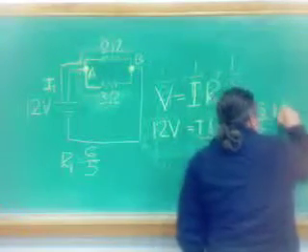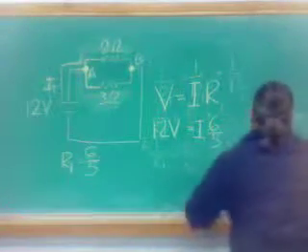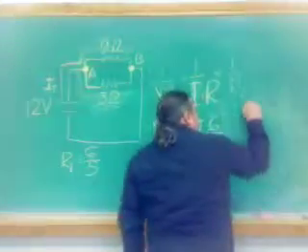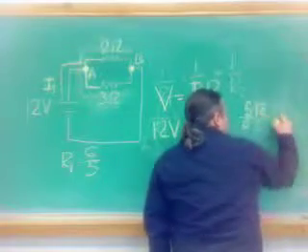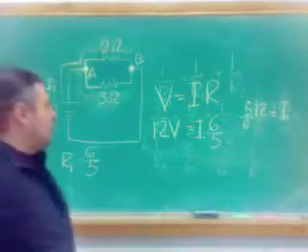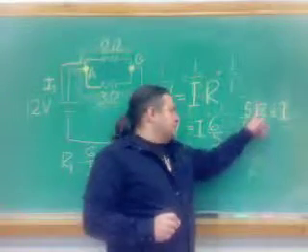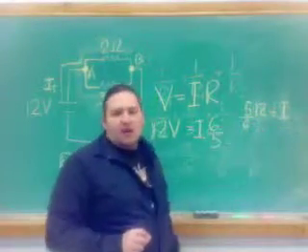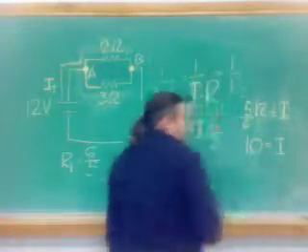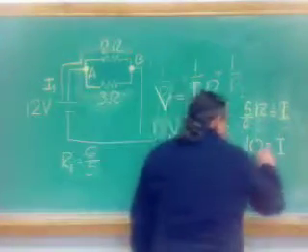5/6 times 12 is equal to my current. Okay? Cool? Well, 5 over 6 times 12, well, I can bring the 6 into there and I'm left with the 2. 2 times 5 is 10. So I'm left with 10 amps. Okay? That's a lot of amps. So my answer is going to be 10 amps.